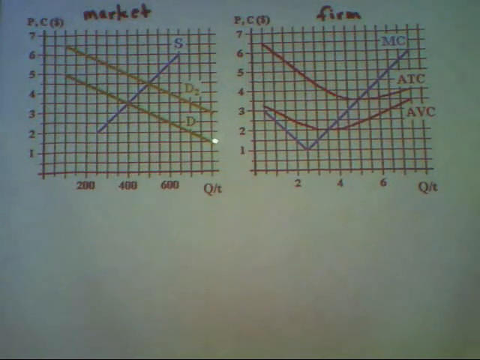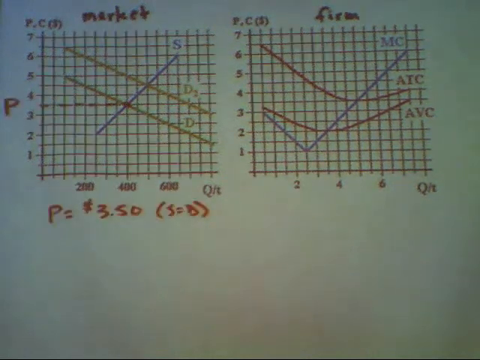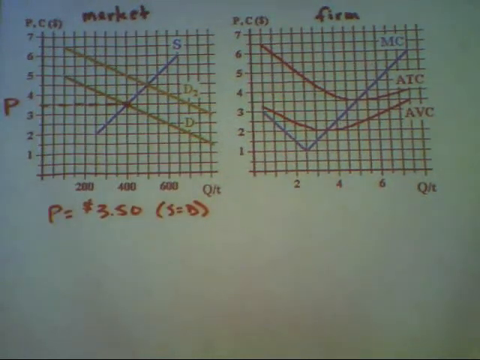So looking just at D and the supply curve, the equilibrium price is going to be $3.50, since that's the price where supply equals demand, $3.50, and the quantity sold is going to be 400,000. The price is $3.50, since that's where supply equals demand.